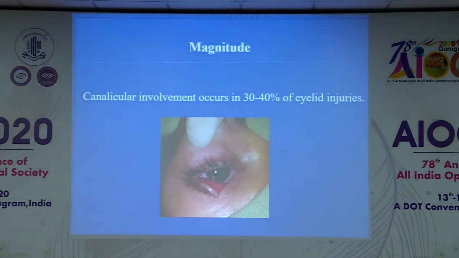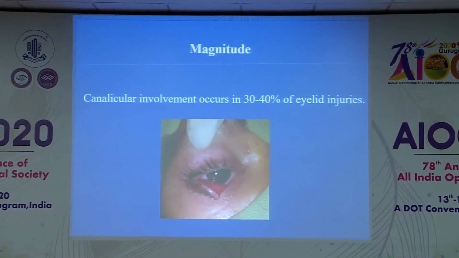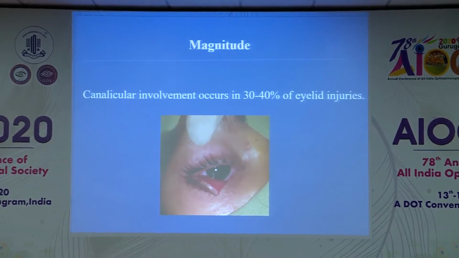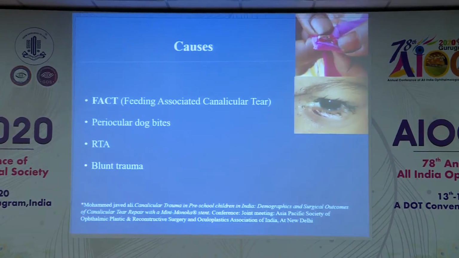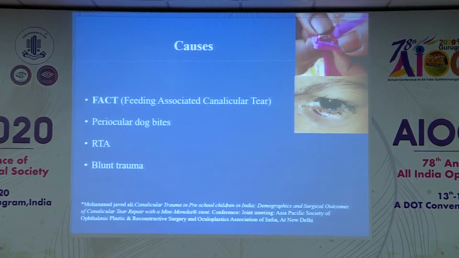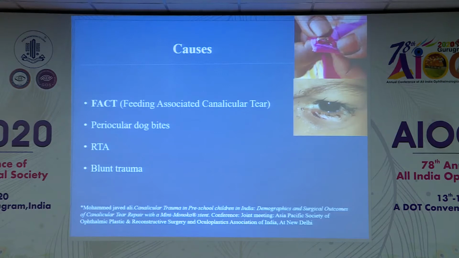So very commonly we see trauma cases of eyelid injury, and comprehensive ophthalmologists are doing that, and 30% of these eyelid injuries involve the canaliculus. So it's important for them to know how to repair this. Most commonly, in infants it is associated with the blouse hook injury or dog bites. In adults, we see it with blunt trauma and RTAs.